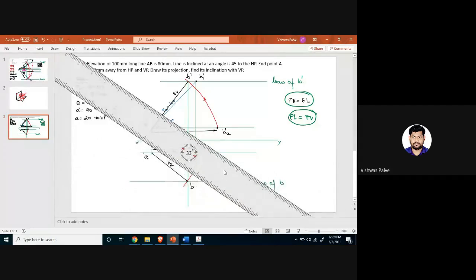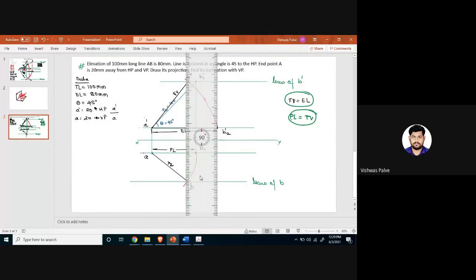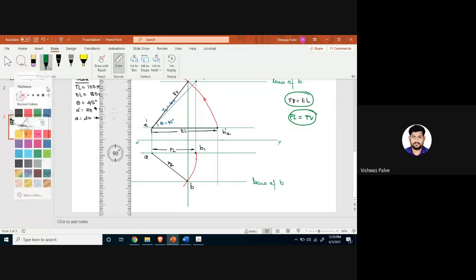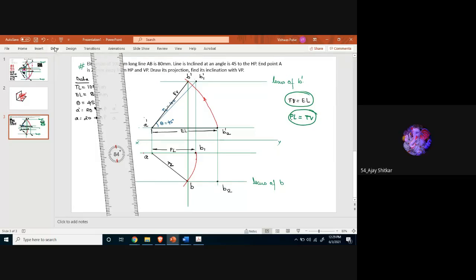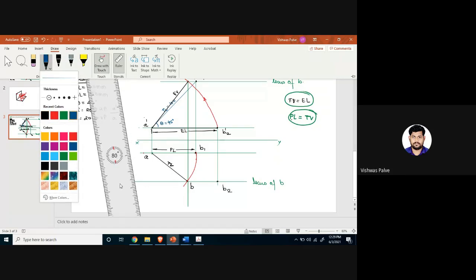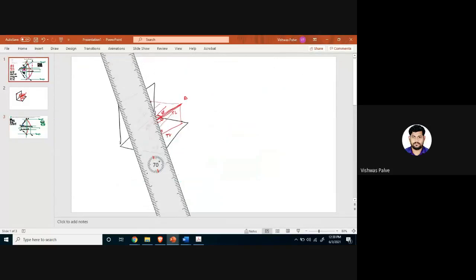Now take the 90-degree vertical and place it here. Draw a vertical line. Once you draw a vertical line here, what will be the notation of this point? B2. And if I connect A and B2, what will that line be called? True length. And if I want the inclination, can you measure it? Yes, sir.